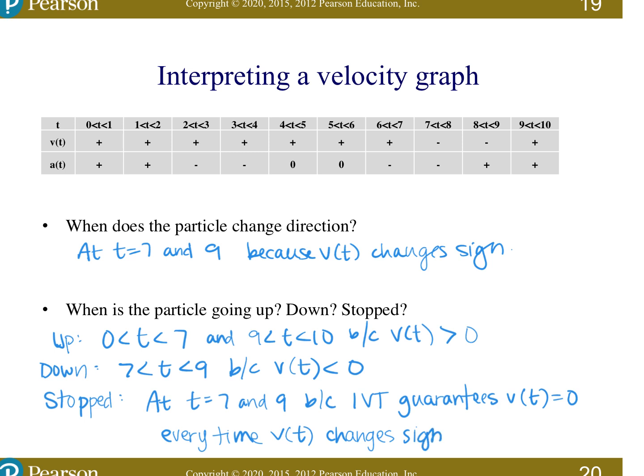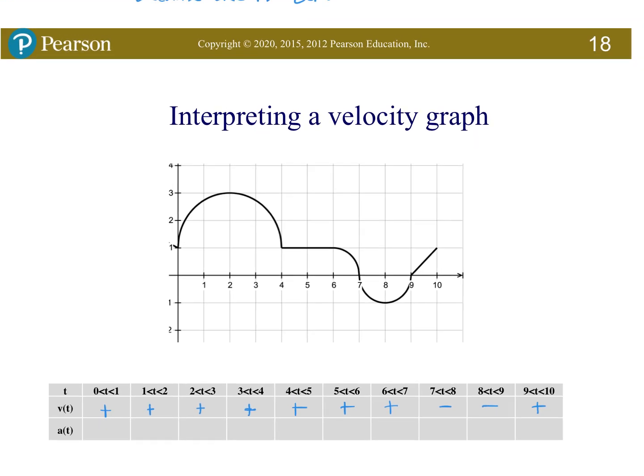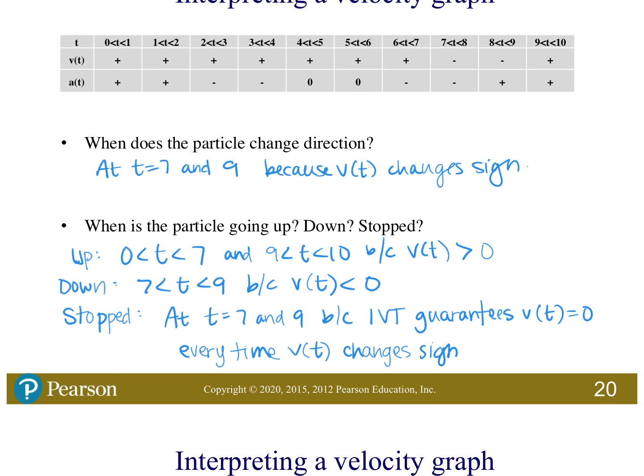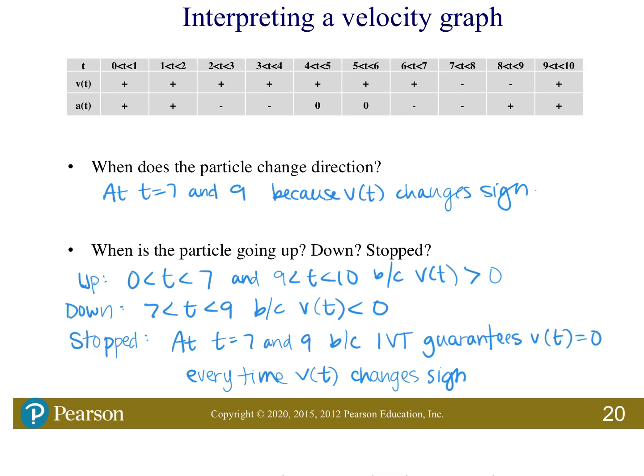Okay, and how come you could use the IVT? Because it's continuous. The original graph was continuous. The original picture we looked at up here was continuous. So you should probably work that in: since the graph of velocity is continuous, the IVT does guarantee it.